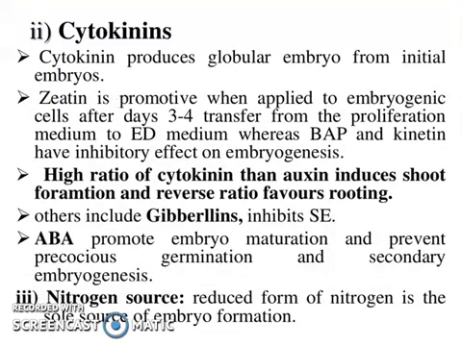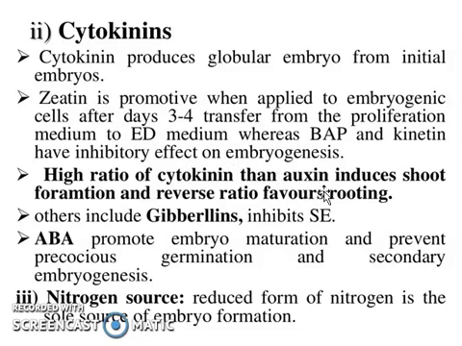Next plant hormone is cytokinin. Cytokinin produces globular embryo from initial embryos. The best example of cytokinin is zeatin. It is promotive when applied to embryogenic cells 3 to 4 days after transfer from the proliferation medium to ED medium, whereas BAP and kinetin have an inhibitory effect on embryogenesis.